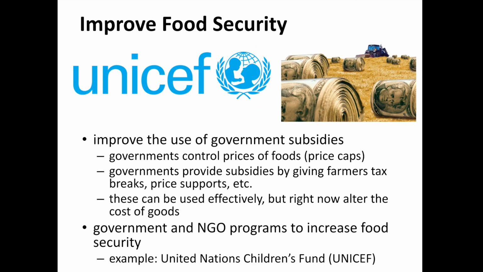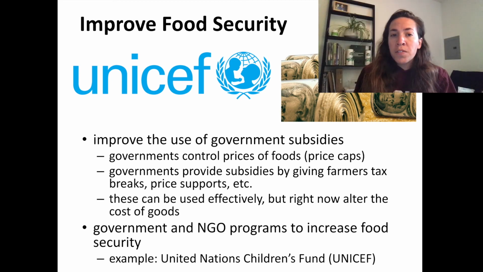Right now we're also trying to improve food security across the world and improve the use of government subsidies because governments have the ability to control the price of food with price caps. They provide subsidies to farmers by providing tax breaks, price supports, monetary incentives to upgrade equipment, etc. And they can be used effectively, but they do alter the cost of the goods at market. And so in some cases, we've purposefully increased production of certain products, like corn, for example, or we subsidize certain products to reduce their cost, such as dairy and the price of milk.